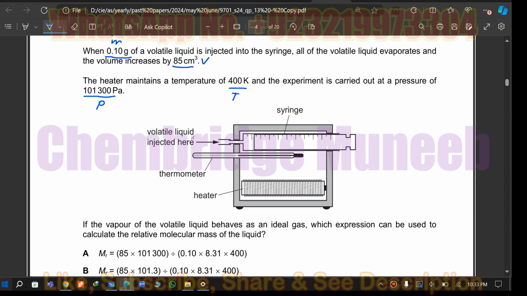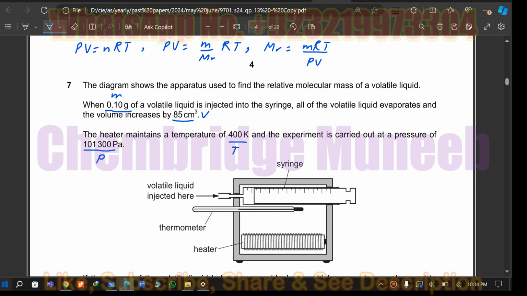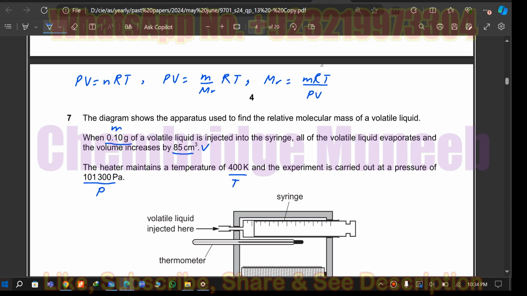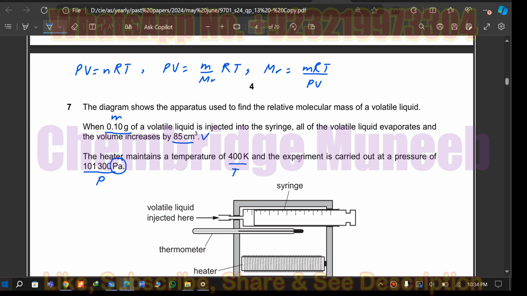We need to substitute the values of all these variables to find the MR. Okay, now in this question the mass is given, then we also know the value of the capital R, which is the general gas constant. Its value is fixed. Then the temperature is given in Kelvin, and we do not need to convert this value into another unit. Lastly, we need to check the value of the volume here. The volume is given in 85 cm cube and the pressure in Pascal. We have to recall that there is an equivalency ratio of pressure and volume in terms of the units.